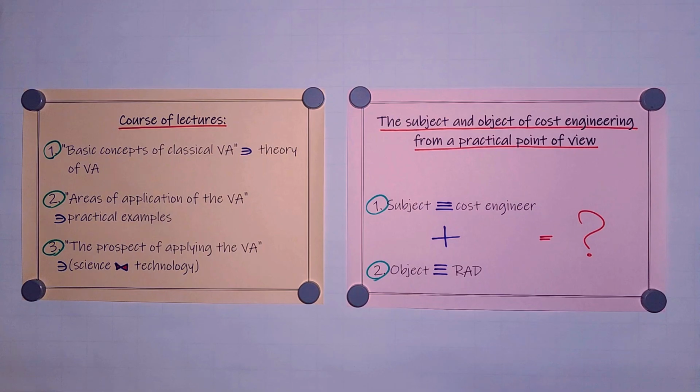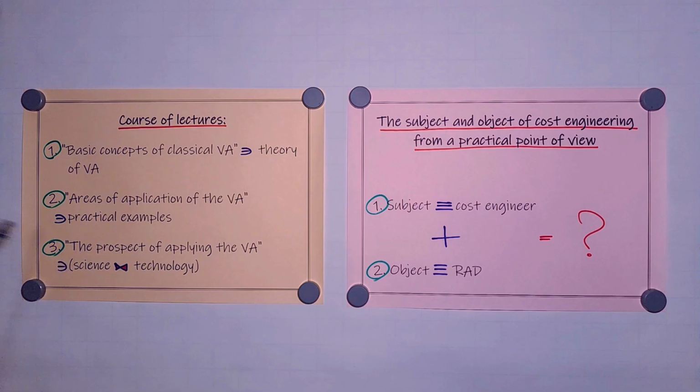The section "Basic concepts of classical value analysis" is actually a stripped down standard value analysis course which is taught to the students as part of the university program. The section "Areas of application of value analysis" contains examples of practical application of value analysis in various branches of trade and industry, as well as comments on scientific articles describing the application options for this type of analysis.